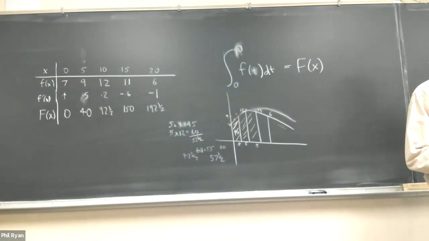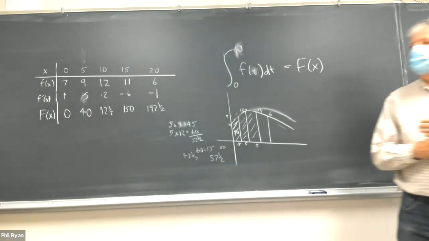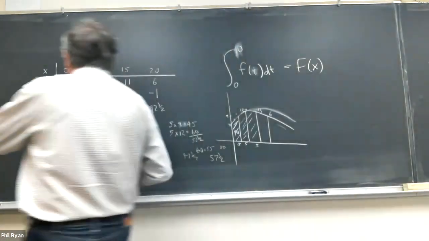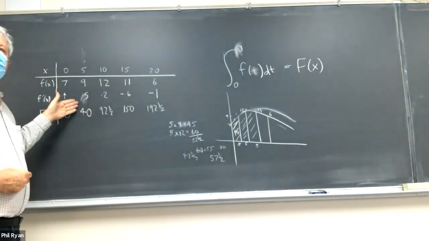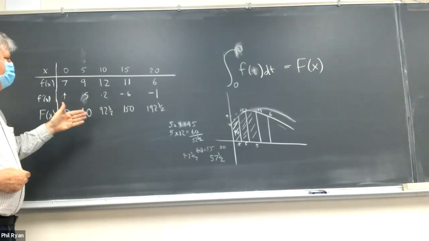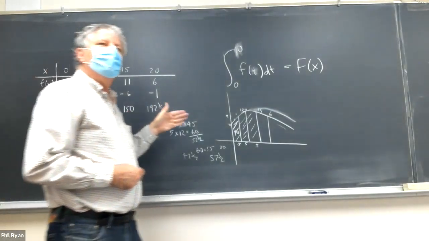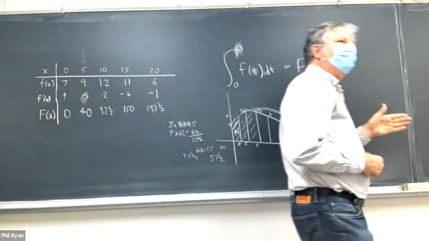Okay, so these were the two different basic processes that we did. We had the process of finding a slope, which was just rise over run, and we had the process of finding area underneath a curve by using rectangles.